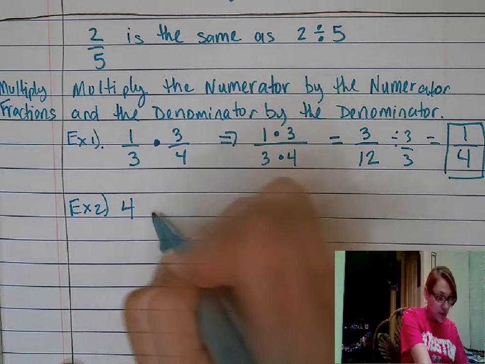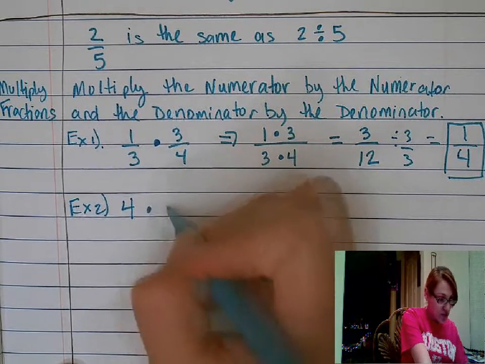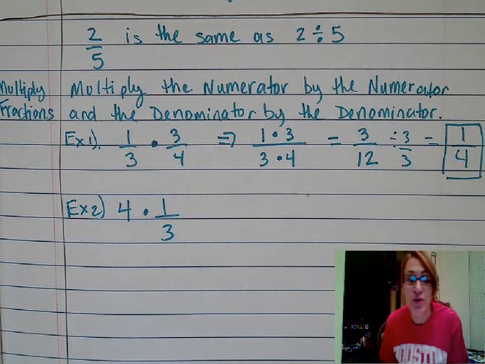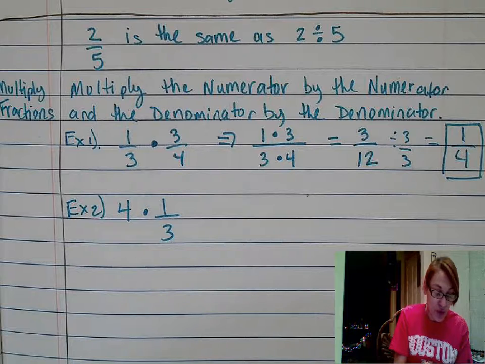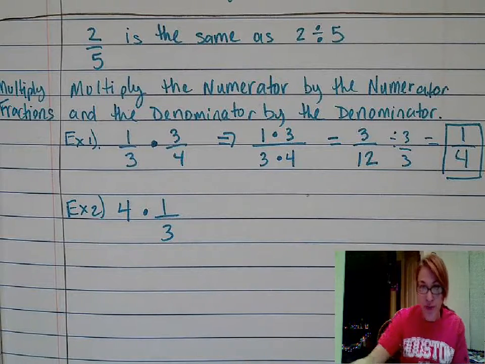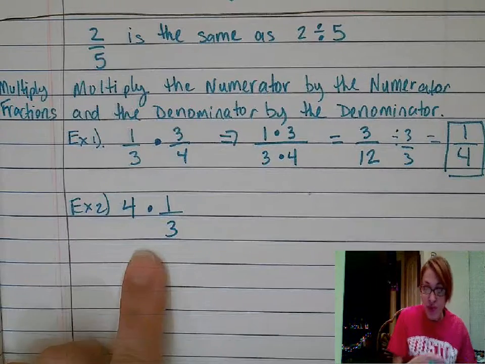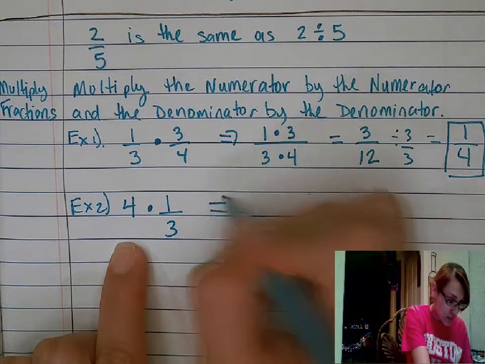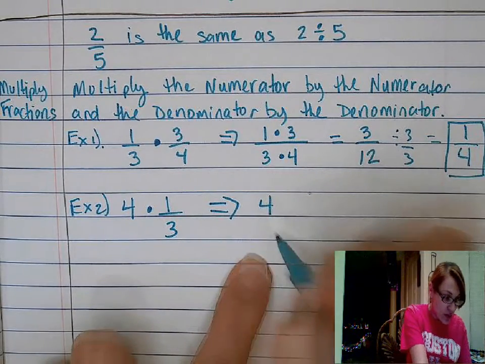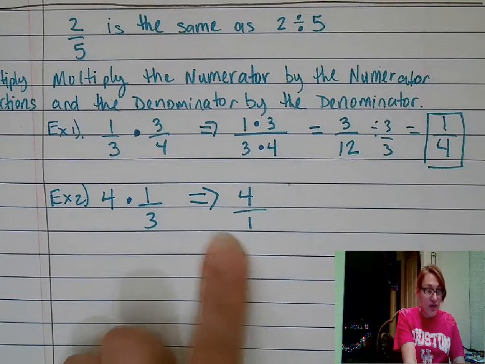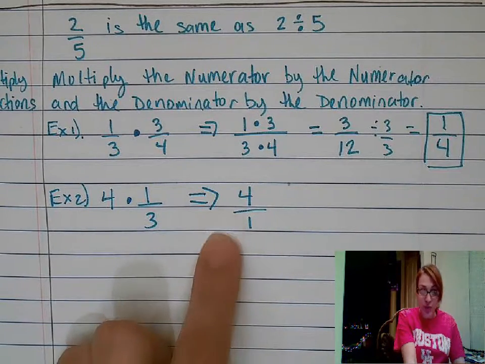So let's say you have 4 times 1/3. Okay, remember whenever we were talking about rational numbers the last 9 weeks, you can make a whole number look like a fraction. And how do we do that? Do y'all remember? You do that by putting a 1 under the 4, right? When you put a 1 underneath that whole number, it doesn't change the value of the whole number 4. 4 divided by 1 is still 4, right? So we just made it look like a fraction.